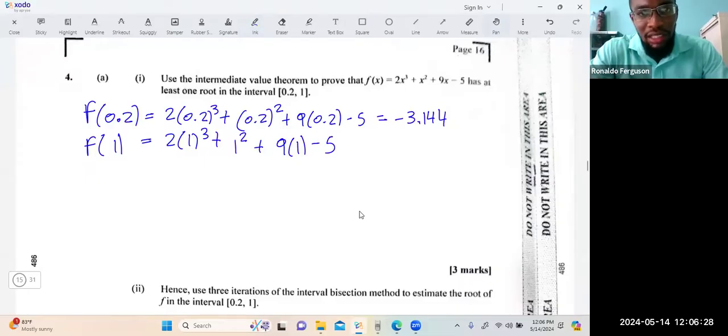3 plus 9 is 12. 12 minus 5 is 7. So that's less than 0, and this is greater than 0.